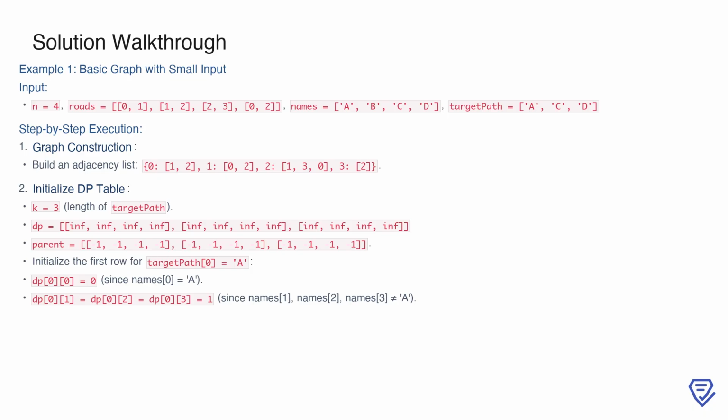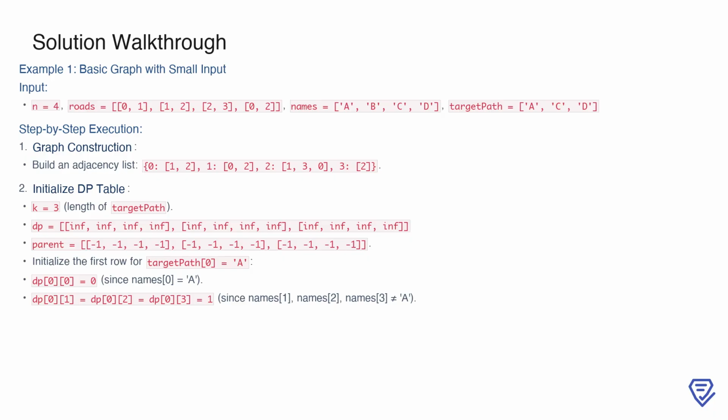The graph has 4 nodes, and the roads define the connections between them. Using these, we construct an adjacency list to represent the graph. This list tells us which nodes are connected to each other. Next, we initialize a dynamic programming table and a parent table. The DP table will store the minimum edit distances for matching the target path at each step, while the parent table will help us reconstruct the final path.